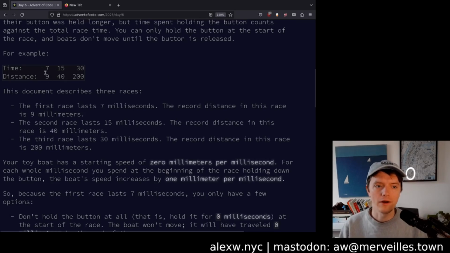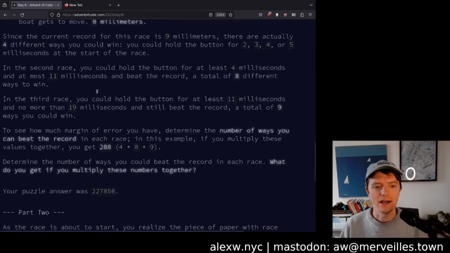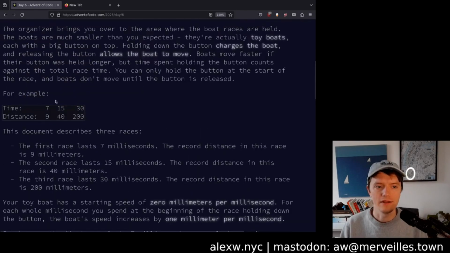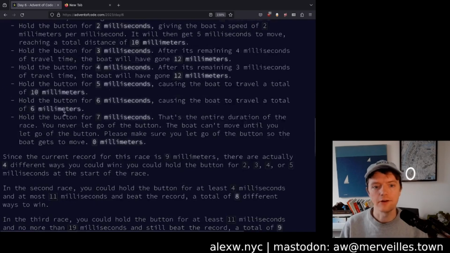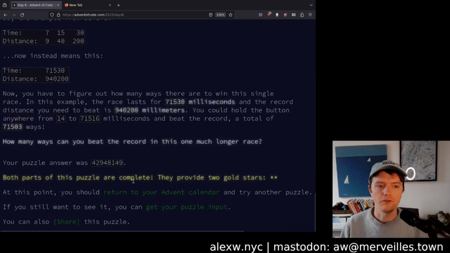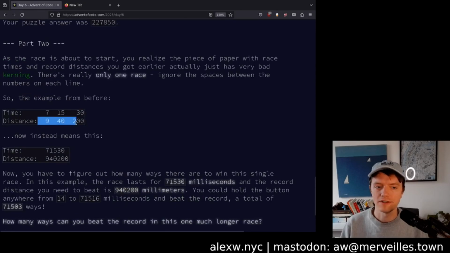And so in part one, we have three times and three distances, and you have to multiply the number of integer times that you charge the boat together and get your solution. And then in part two, you just combine all of the times and distances into a single value, and you just do the race a single time. So let's go to my solution.